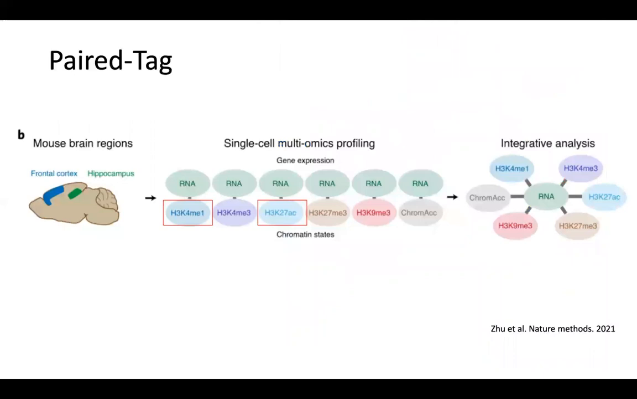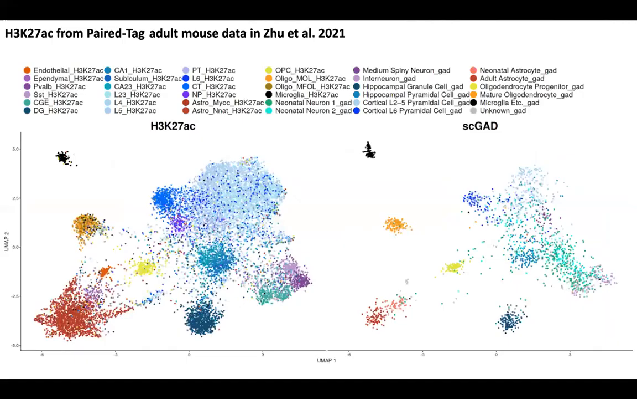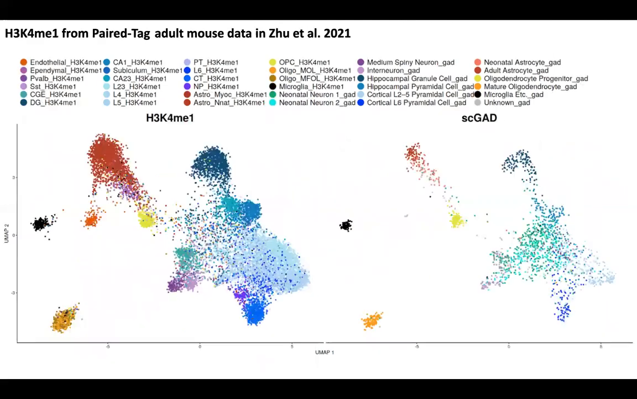Then, still for the same Tan et al. 2021 data, we want to project them onto other assays rather than just single-cell RNA-seq. In Paired-Tag, they measure various chromatin states simultaneously with gene expression, and we can utilize it by testing our method on the two marks in the red box, where they have a higher sequencing depth among all the chromatin states. And it is shown here that both of them show a successful projection.